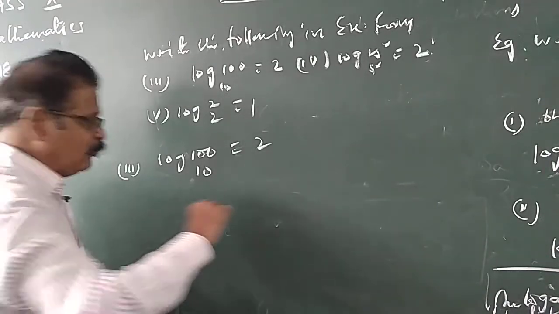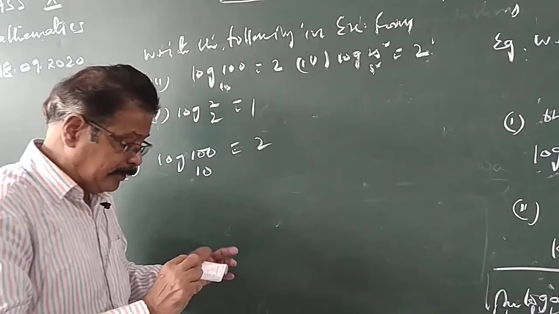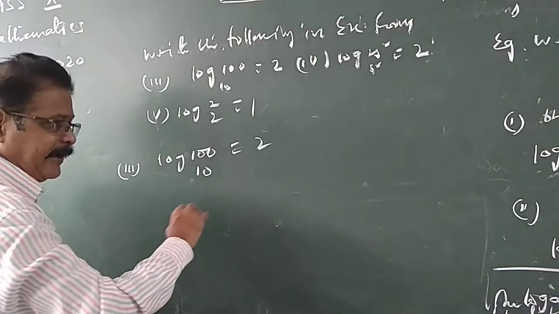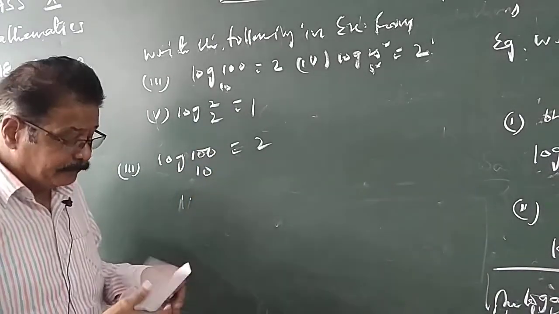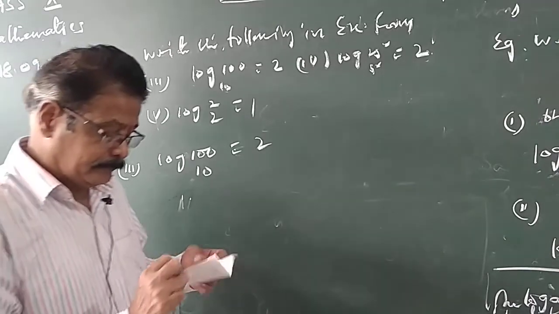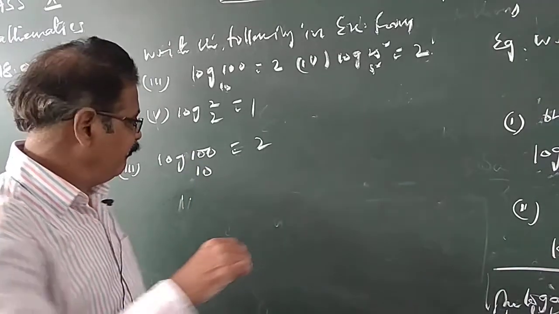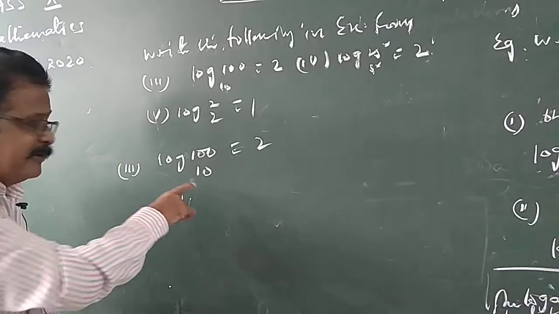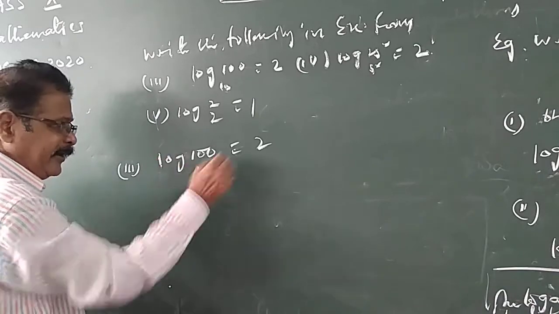How can you write? You know that the general form is a to the power of n is equal to x. This is log x base a equal to n, where a is not equal to 1. This is exponential form. Write in the logarithmic form. This is logarithmic form. Write in the exponential form.